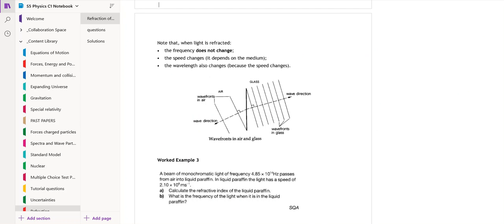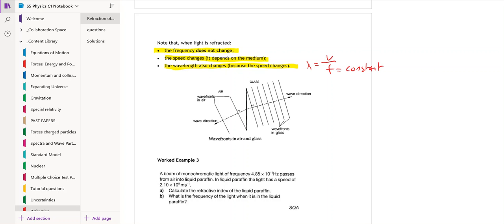Note that when light is refracted, the frequency does not change. This is important. The frequency at which the light is being emitted from its source is not affected by the changing medium. The frequency of light remains constant. The speed does change if it enters a different medium, and the wavelength will change correspondingly to the speed. Remember our formula, lambda equals v over f, and our frequency is constant. So if speed changes, then lambda will also change just by looking at that equation.